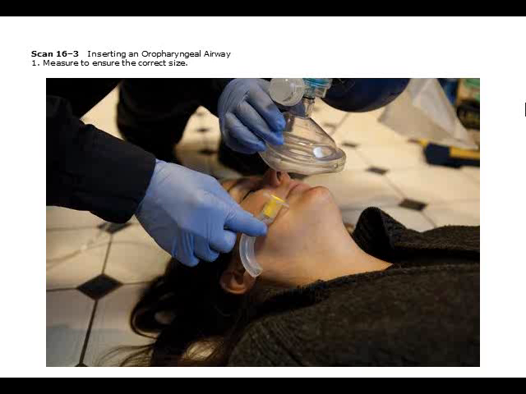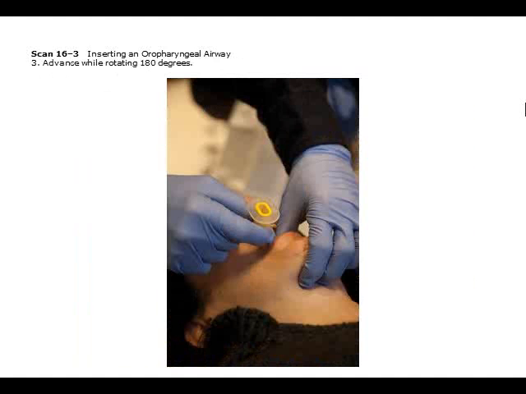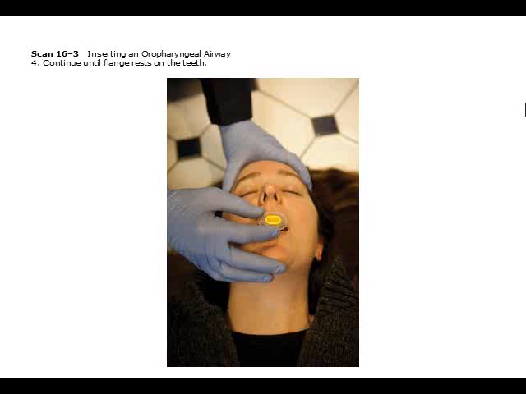When it stretches from the corner of the mouth to the earlobe, that's appropriately sized, or pretty close. For most adults, we're going to put it in upside down with the tip pointing towards the roof of the mouth. When we almost touch the roof of the mouth, we'll then rotate it 180 degrees, and it is in correctly when it rests against either the lips or the teeth.